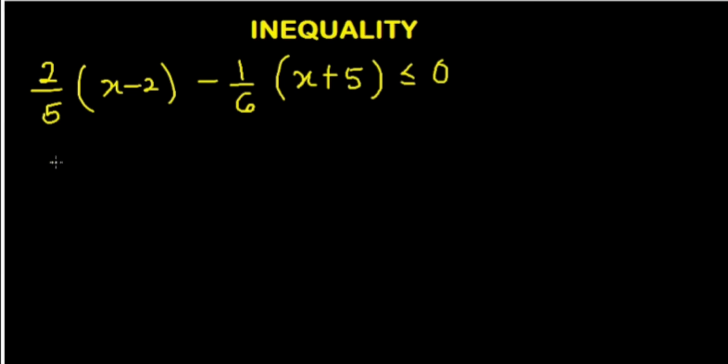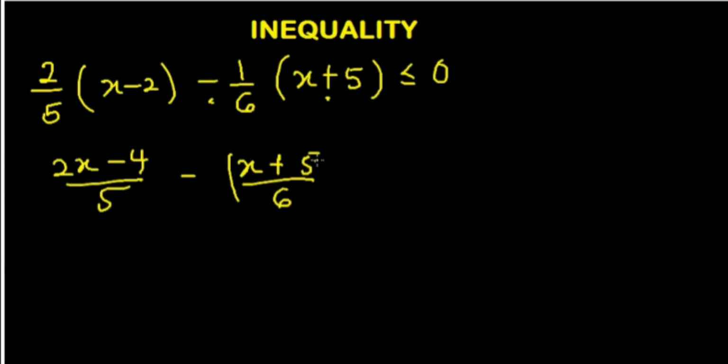To do this one, we'll have 2x minus 4 over 5 minus x minus 5, because this minus and this plus is minus when you're opening the brackets. Or should we, okay, let's just leave it that way first, over 6, since we're just expressing less or equal to 0. That's how to open my bracket too.